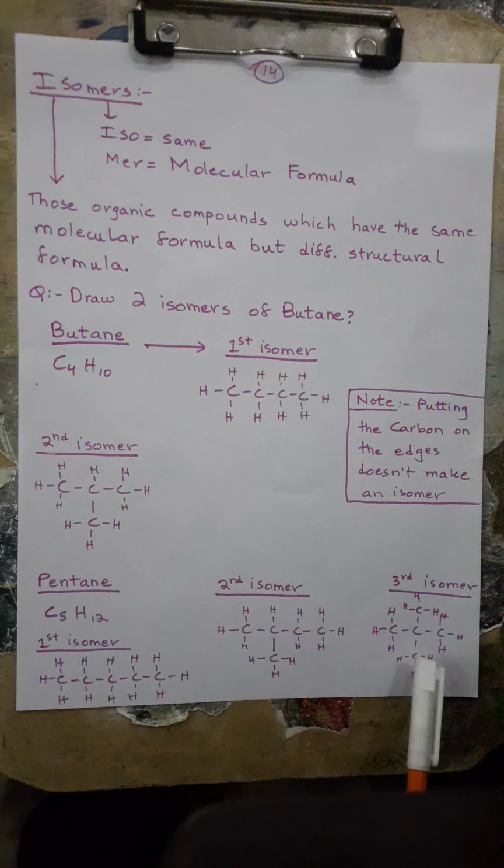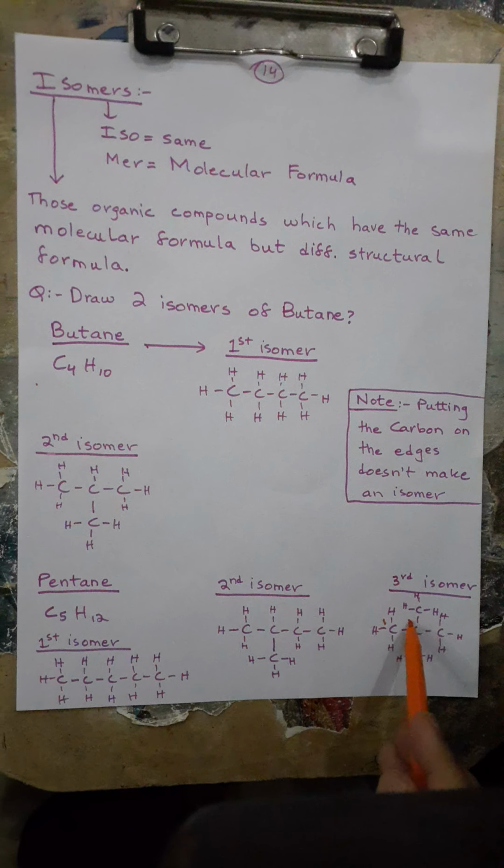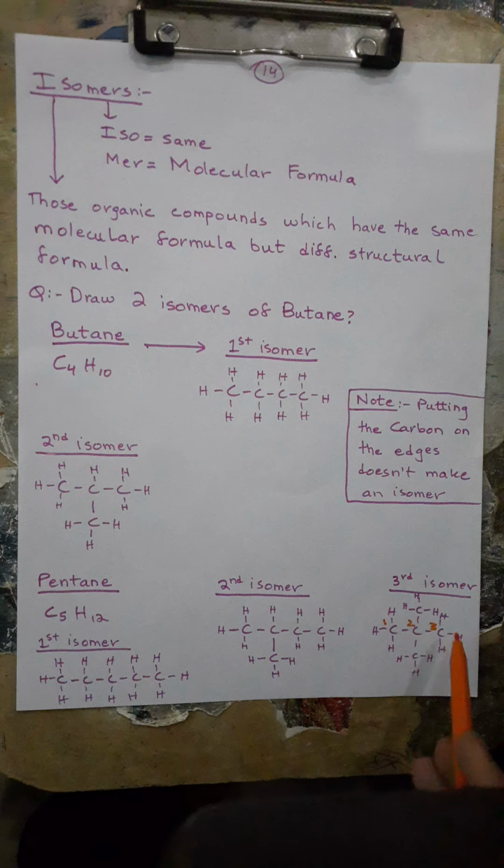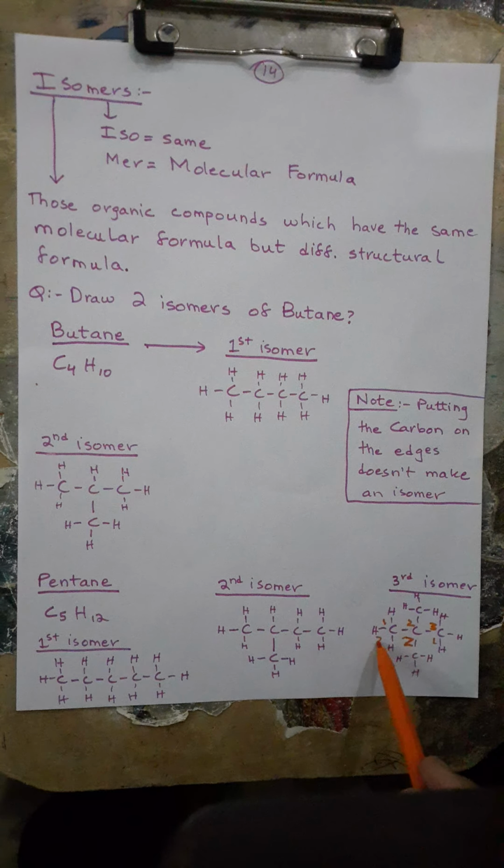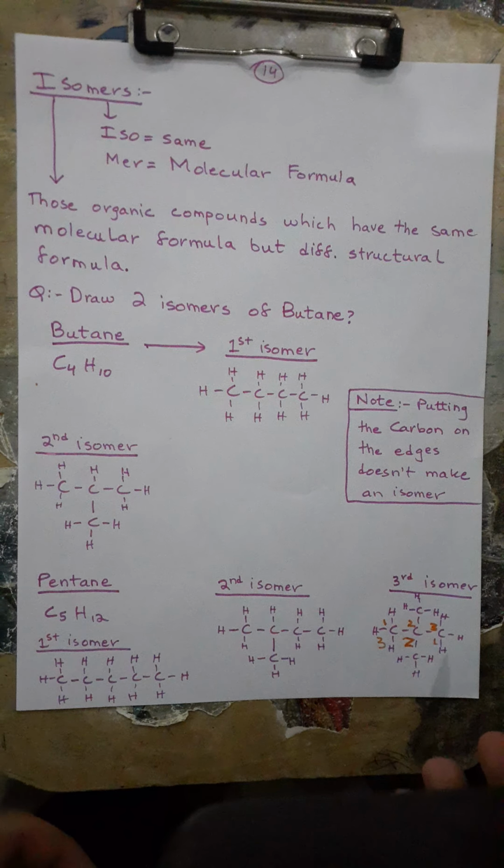Now what's the name of this isomer? Look, this is 1, this is 2, this is 3, and if we count from here, this is 1, this is 2, this is 3. So the two carbons which are attached to the same carbon both come on the same point, which is 2 from both sides. From here 1, 2 and 3. So they are on the same carbon, and we can name it from any side.